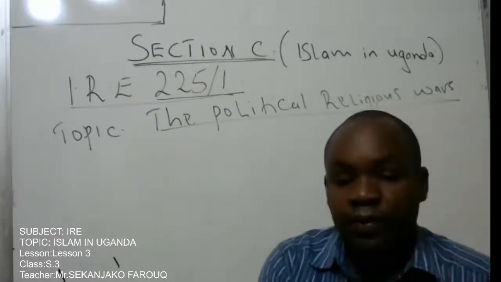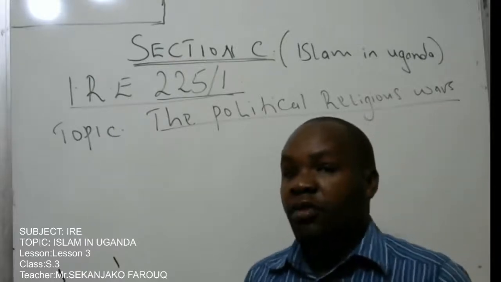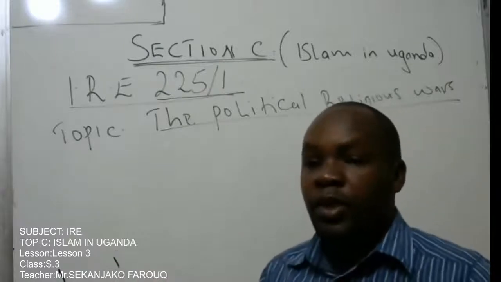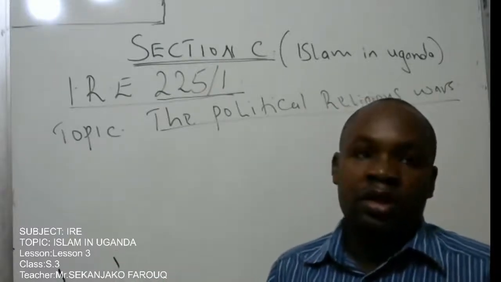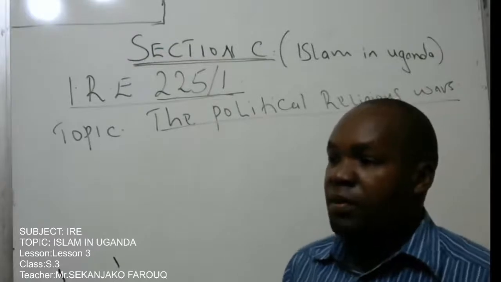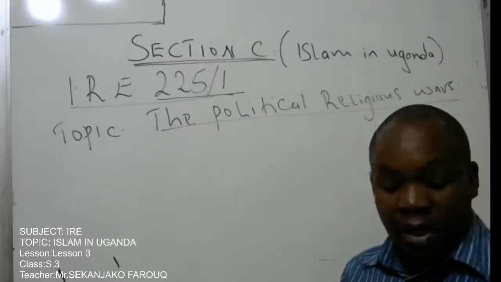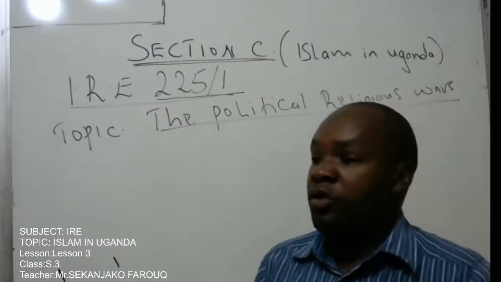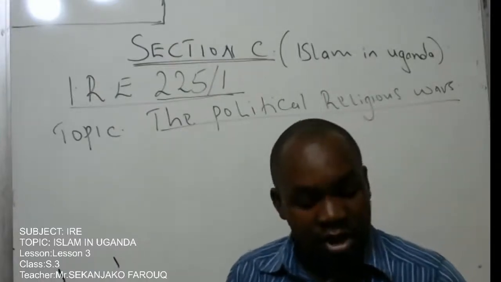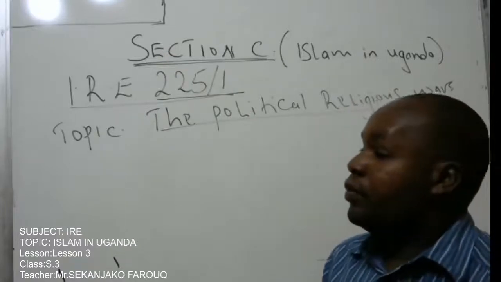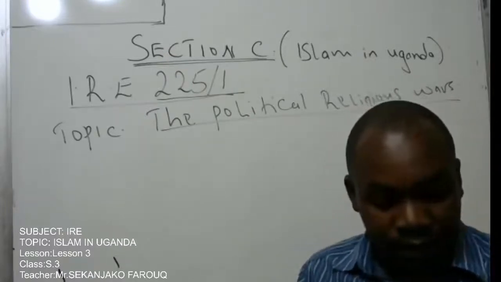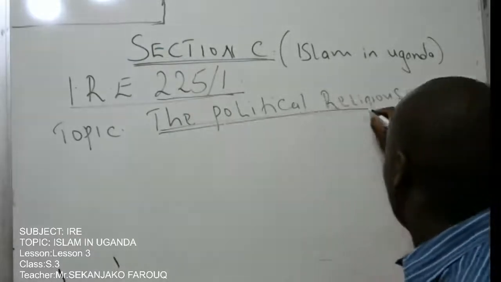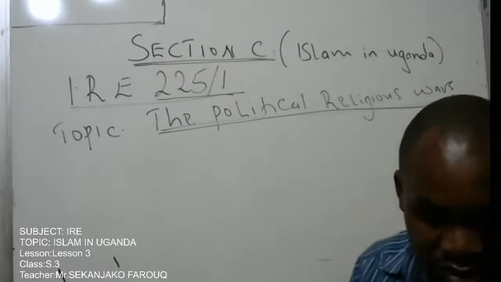Then topic number 3 is the reign of Mutesa. Mutesa 1, when he came into power, did his utmost to make sure that he spread Islam, and his reign is popularly known as the golden era in Islam. So here we look at the role played by Kabaka Mutesa, and that is topic number 3. Topic number 4 is where we are today, and it is called the political religious wars.